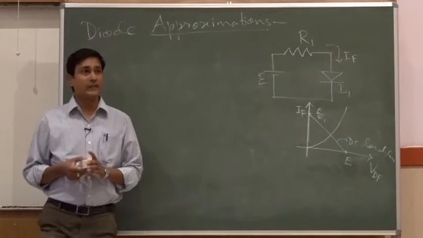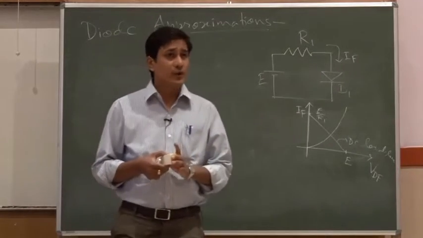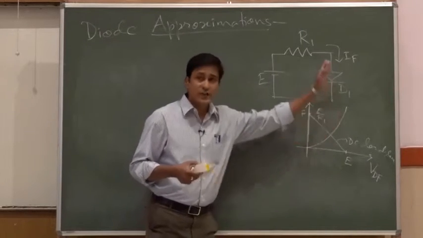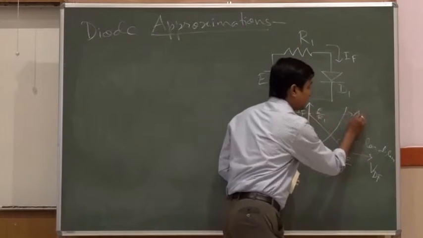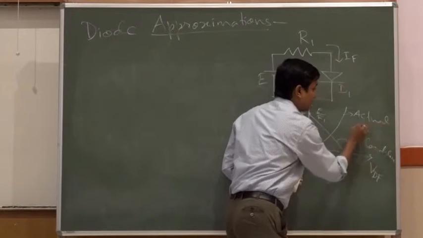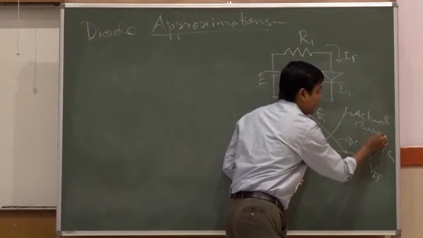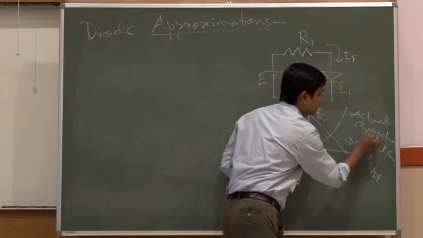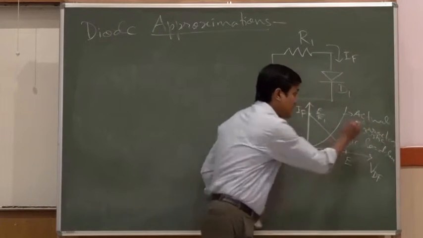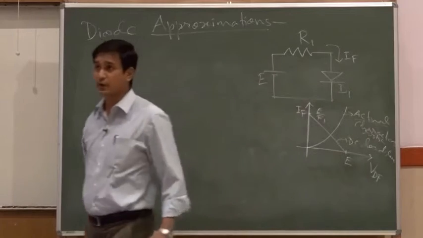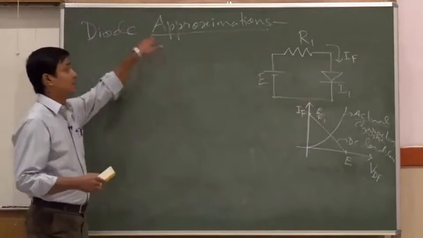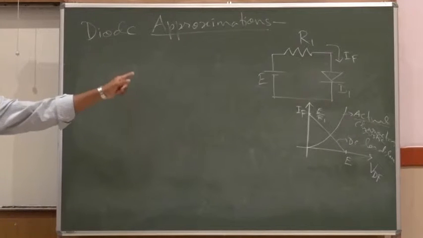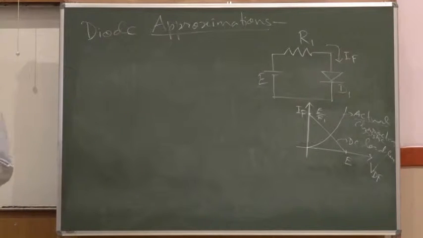Okay. So, in that we were basically trying to consider the diode with its actual characteristics. I am using the term actual here purposefully because my topic is diode approximation, meaning the approximation of that diode characteristic is what I am going to consider in today's class.